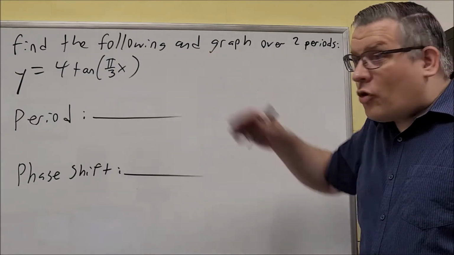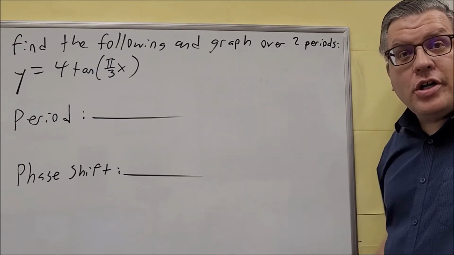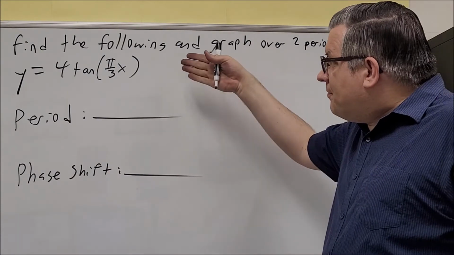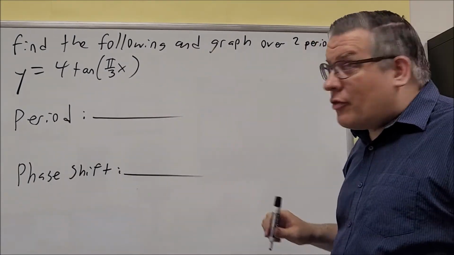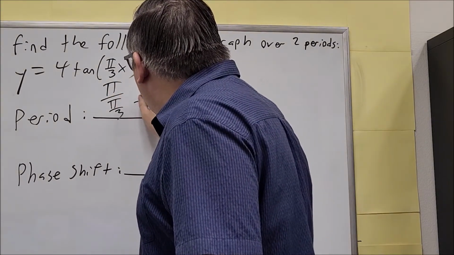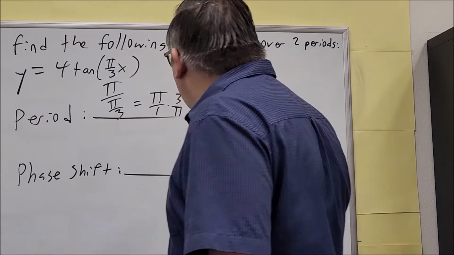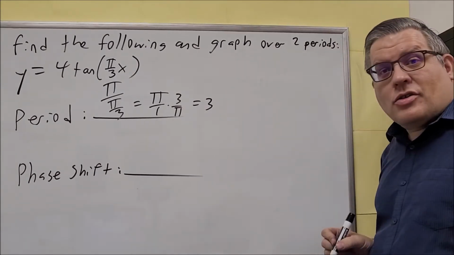In this graph we have 4 tangent pi over 3x. We're going to find the period and the phase shift. Period is pi over b. In this case, b is pi over 3. So by formula, I'm going to have pi over pi over 3. And so if I flip and multiply, I find that the period is equal to 3 because the pi's are going to cancel out there.